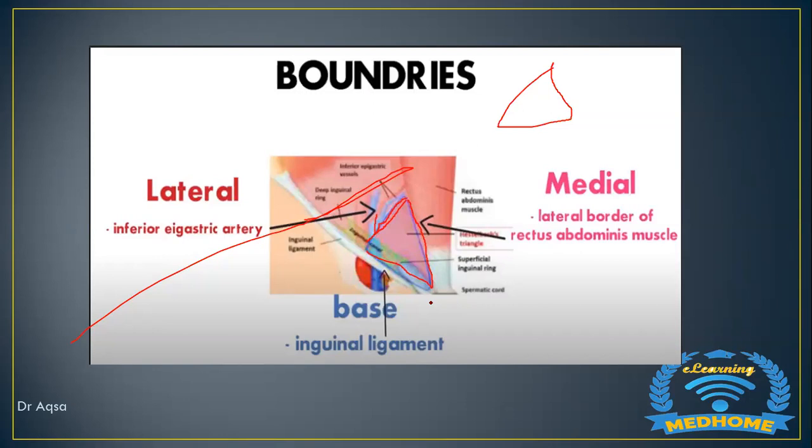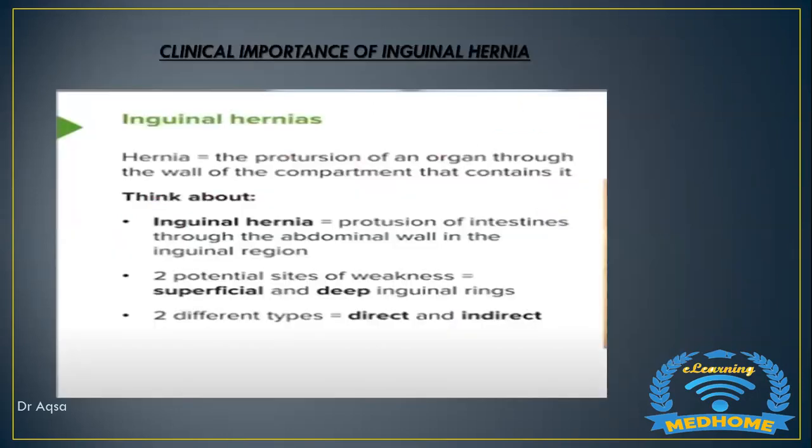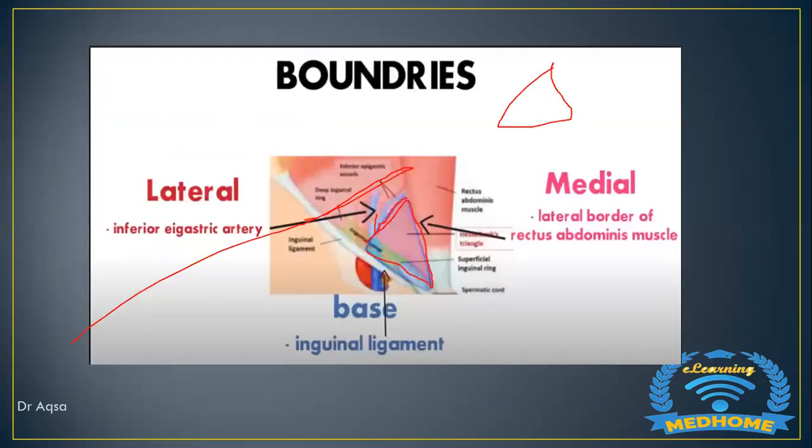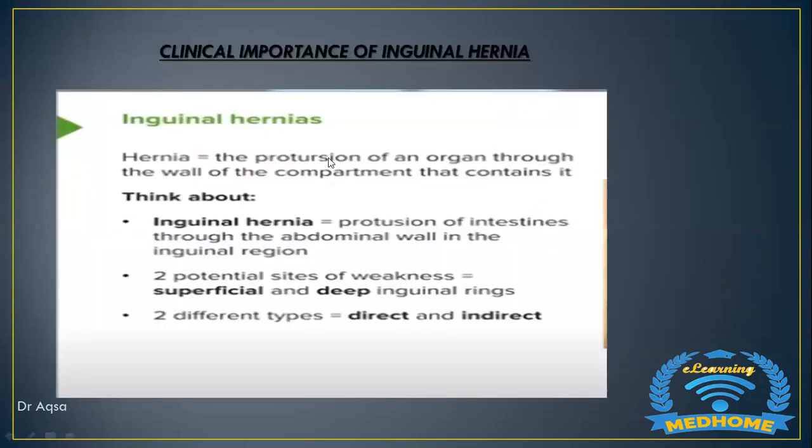Now, what is the importance of Hesselbach's triangle? Why am I discussing it here? Because it is a very important site for the direct inguinal hernia. Most direct inguinal hernias occur at this place. That is why we have to know the boundaries and location of this triangle. So what is a hernia? A hernia is the protrusion of an organ through the wall of the compartment that contains it. We have 2 types of hernia: direct inguinal hernia and indirect inguinal hernia.